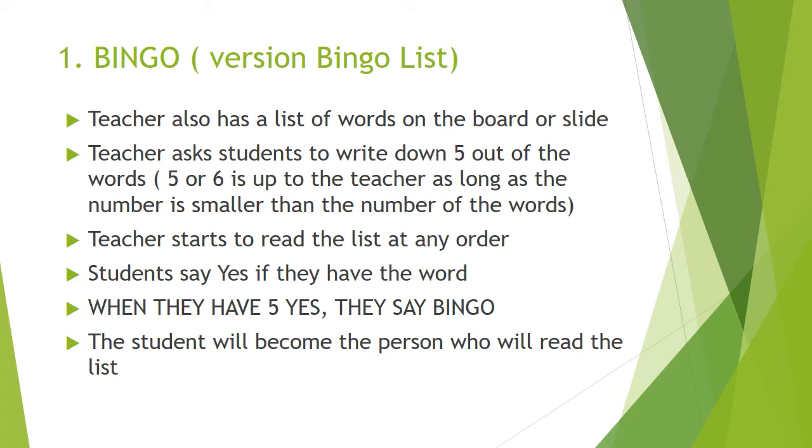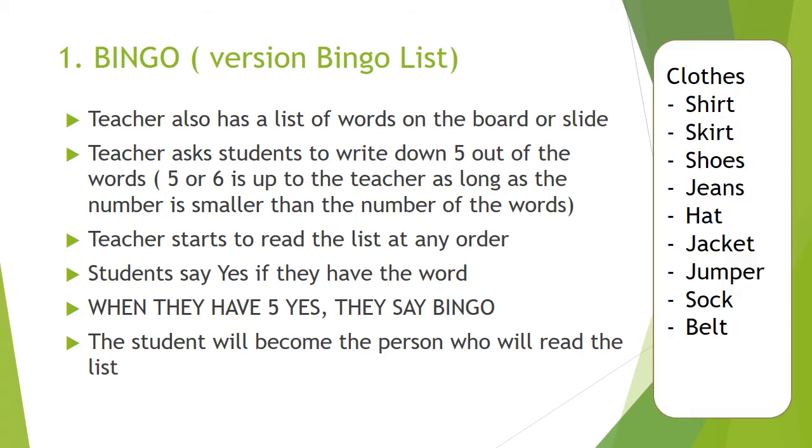The teacher also has a list of words on the board or slide like this, and then the students don't write the words into a table anymore, but they just write down 5 words that they like onto a piece of paper. 5 words. I think that 4 or 5 or 6 is okay, but 7 is not, it's too many. Okay, and the teacher will start to read the list in any order.